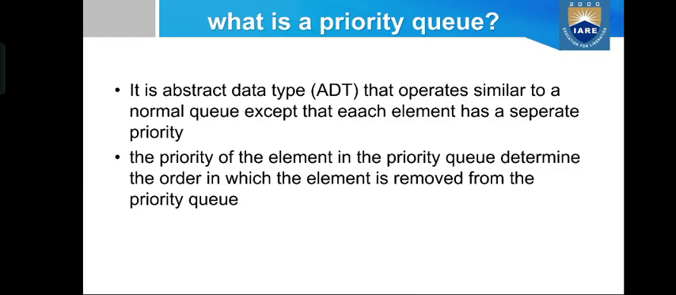It's an abstract data type, ADT, that operates similar to a normal queue except that each element has a specific priority. The priority of the element in the priority queue determines the order in which the element is removed from the priority queue.